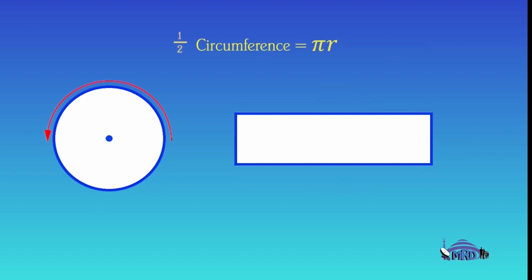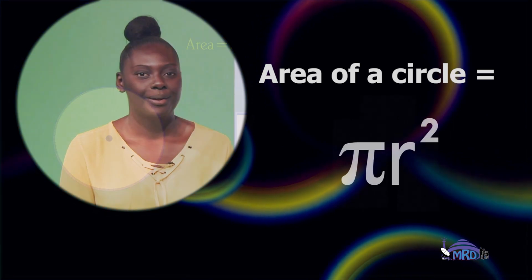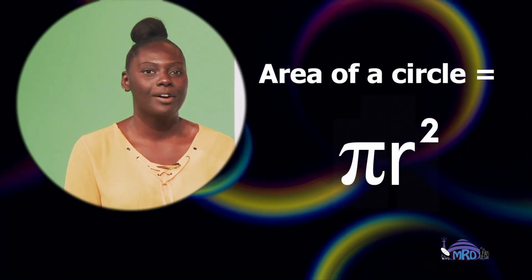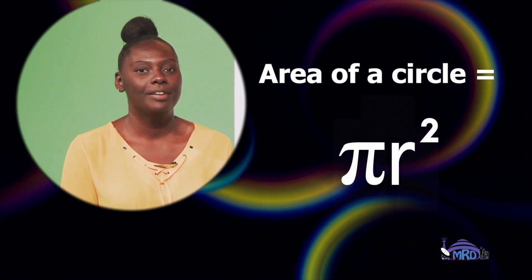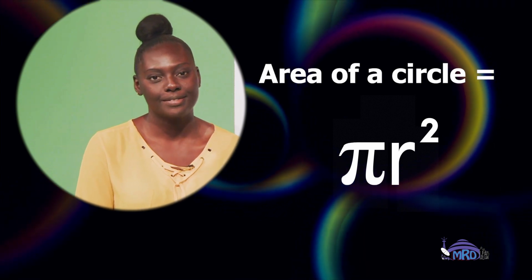Dividing our circumference by 2 will give us pi r. The length is pi r. So if we multiply the length times the width, we will get pi r times r, which gives us pi r squared. I will now apply the formula using pi r squared to calculate the area of a circle with a diameter of 17 centimeters.